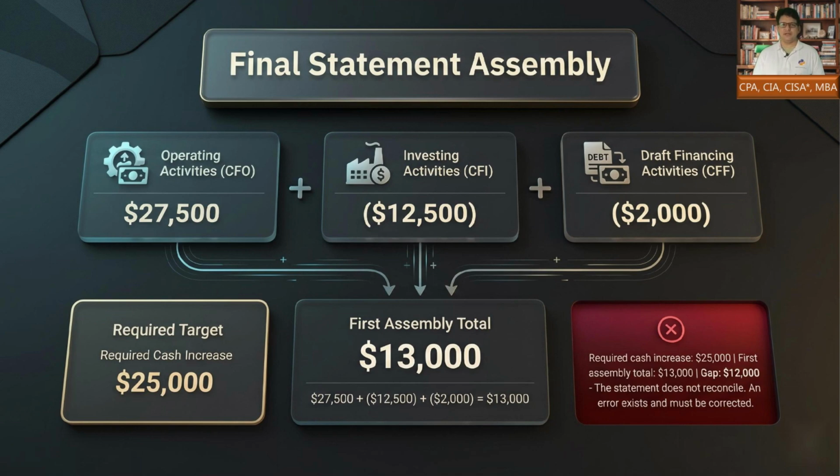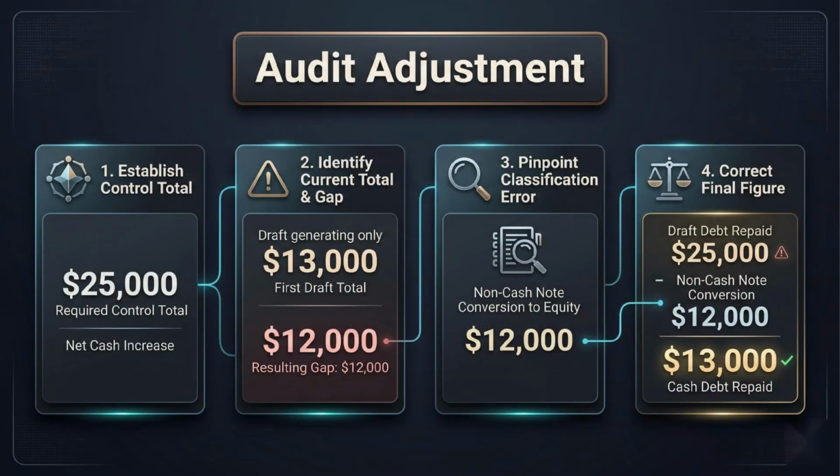This is exactly why the control total matters. The statement is telling us politely but firmly something is wrong. When this happens, the correct response is not to adjust cash magically. The correct response is to trace the transactions and find the classification error. Here is the audit adjustment.